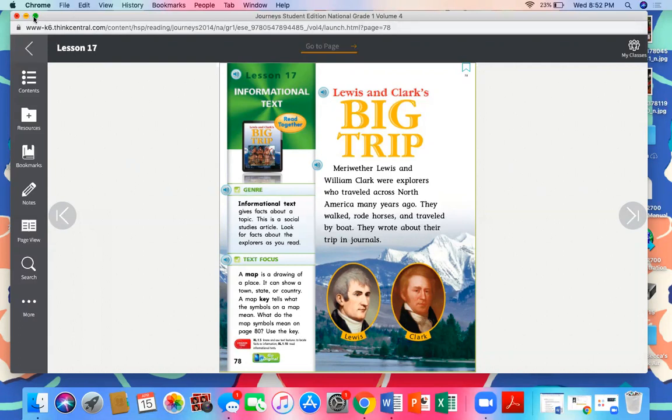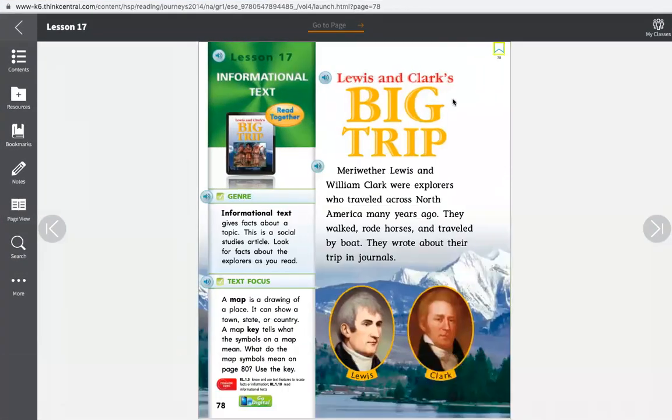Okay, so for today, we are going to think back to when we read the story, The Big Trip. And we're going to read a story that went with that story, and it's going to be called Lewis and Clark's Big Trip. So, this story is an informational text, and we've read many informational texts before, such as An Ocean Habitat. And an informational text gives facts about a topic.